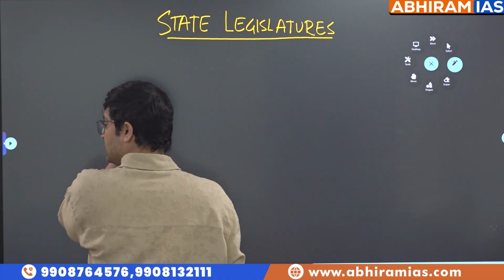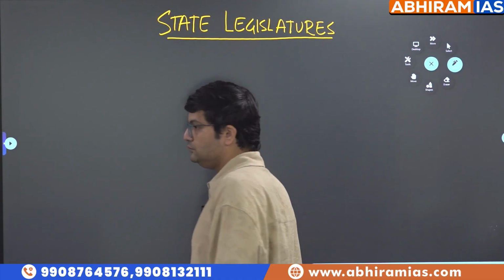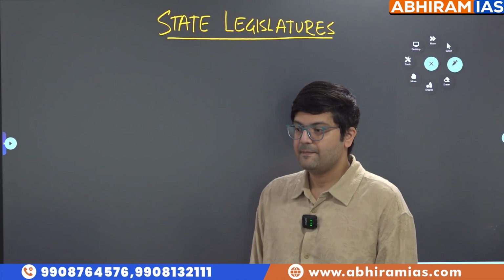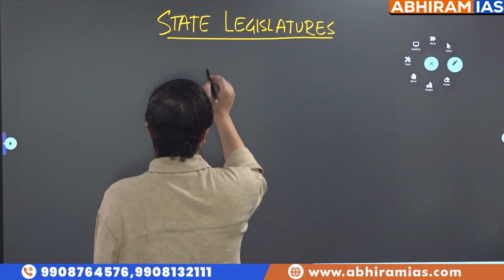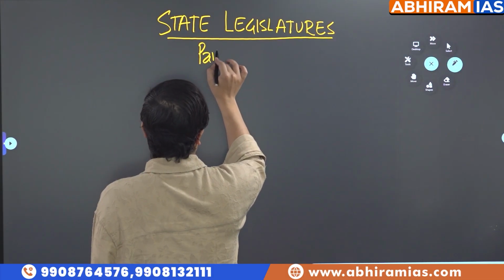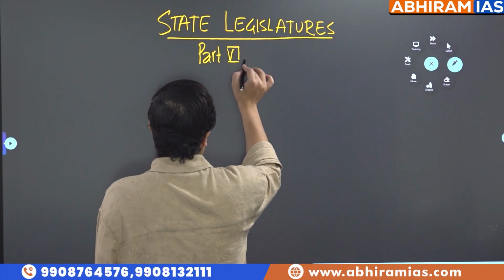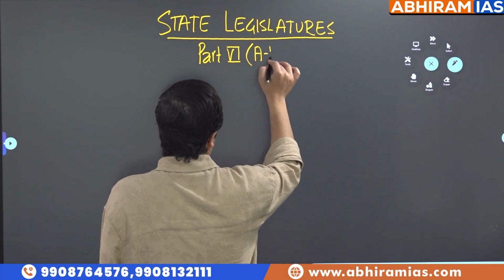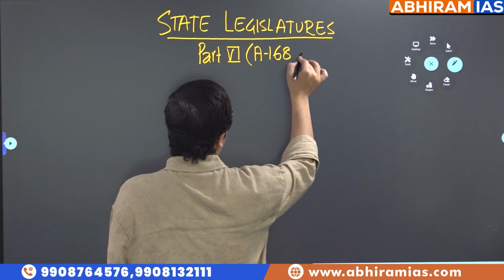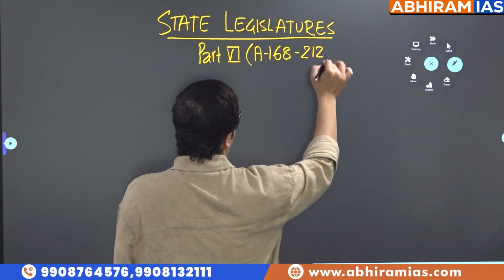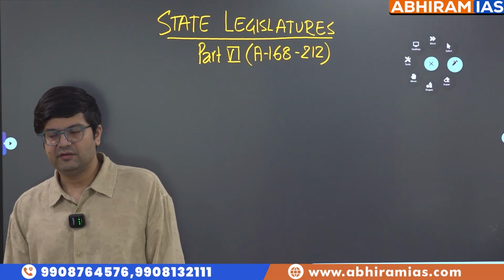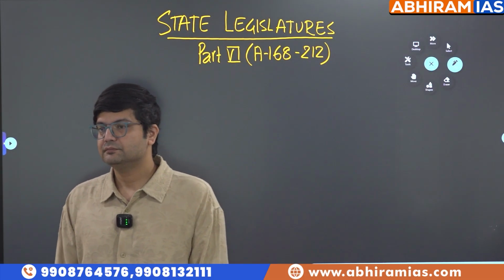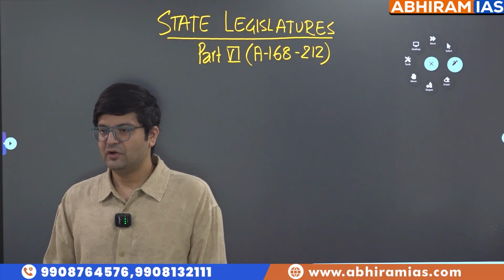State legislatures. Done? Okay, so this is also under part 6 because we're discussing part 6. Articles 168 to 212. What is 213 then? Ordinance.